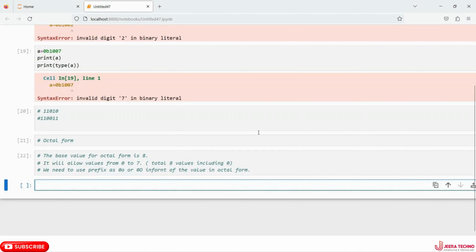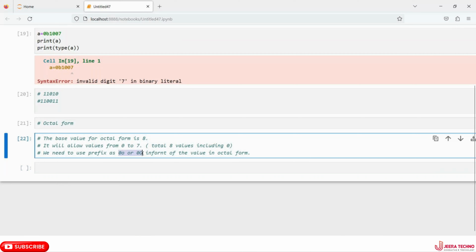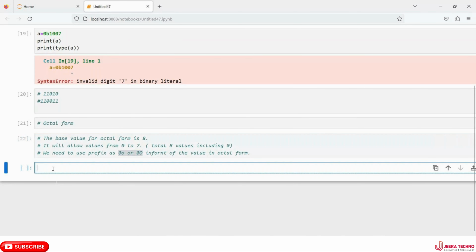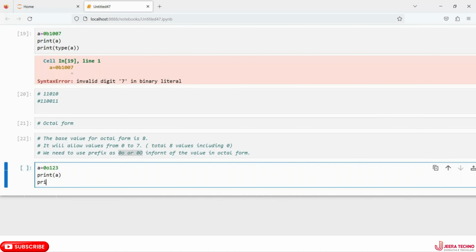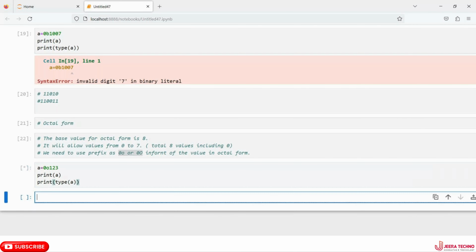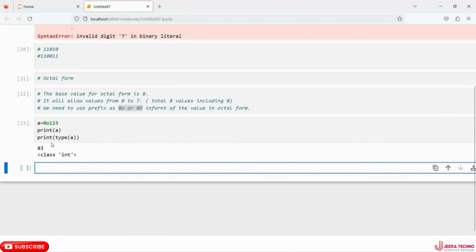Now, a very, very important thing is 0 capital O in front of the value. That is the prefix. For example, I am taking here A equal to 0 capital O or small o 1 2 3. Print of A and print of type of A. When you execute this, what is the value you are going to get? 83.